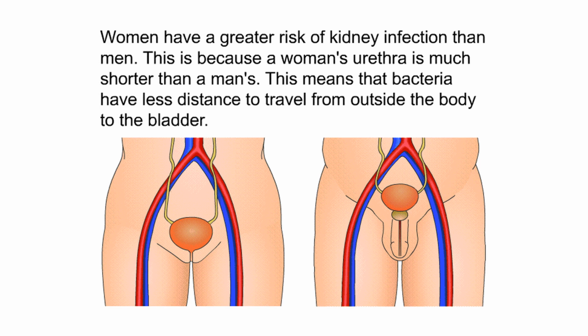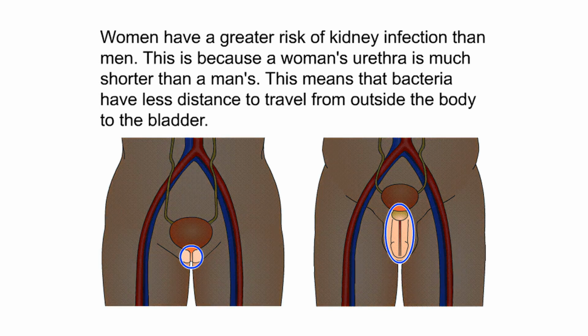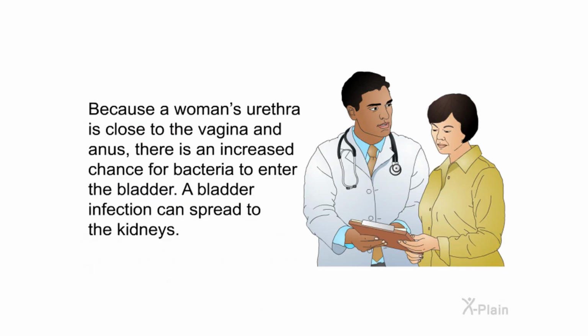Women have a greater risk of kidney infection than men. This is because a woman's urethra is much shorter than a man's. This means that bacteria have less distance to travel from outside the body to the bladder. Because a woman's urethra is close to the vagina and anus, there is an increased chance for bacteria to enter the bladder. A bladder infection can spread to the kidneys.